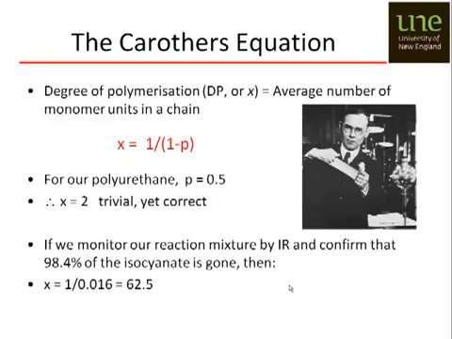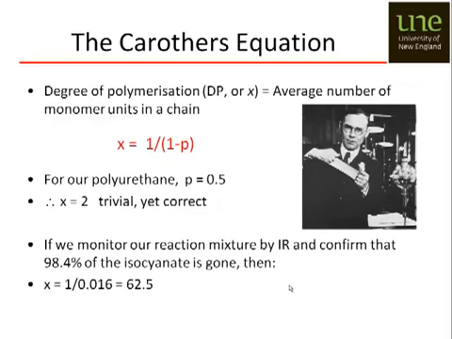So for our polyurethane here, our extent of reaction was 0.5, so if we plug 0.5 into that expression there, we get 1 over 1 minus 0.5, or 2 for our degree of polymerization, which is an absolutely trivial result that we could have gotten by looking at that picture, yet it is correct, and it will be correct for whatever extent of reaction we put into that expression.